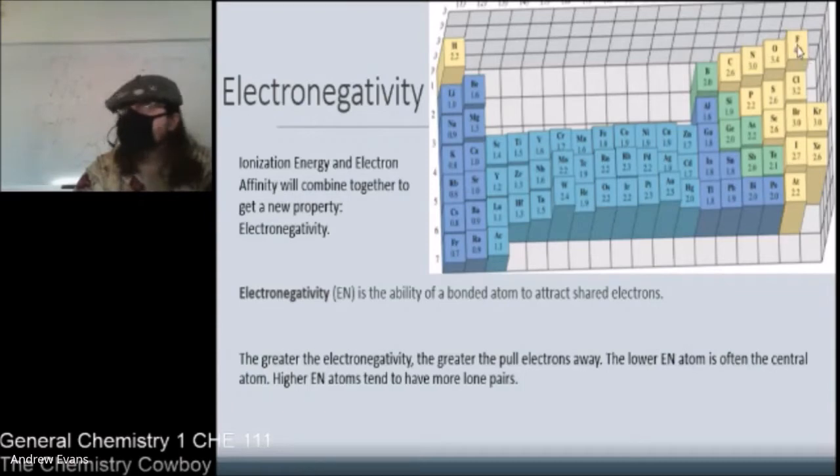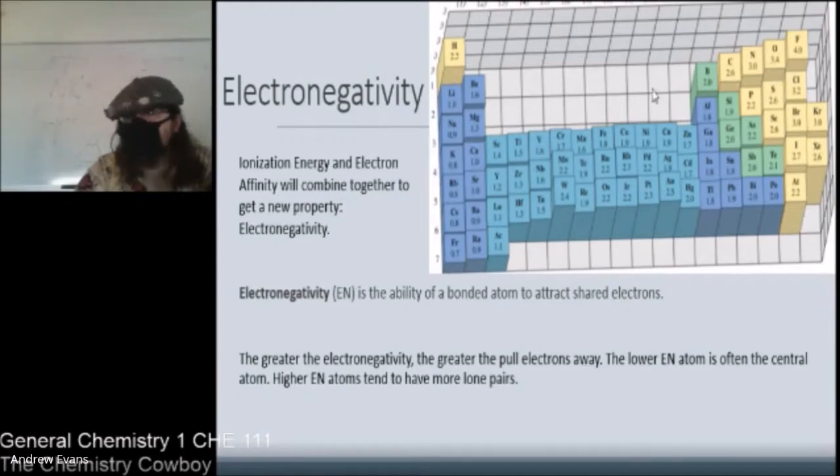Fluorine has the highest electron affinity, most likely to gain an electron. So, of course, fluorine is going to have the highest electronegativity, the ability to attract electrons. If I put fluorine coupled with itself, you have two fluorines together. They have the same electronegativity. There's going to be a perfect sharing of electrons. Neither is stronger than the other. It's like a tug of war.